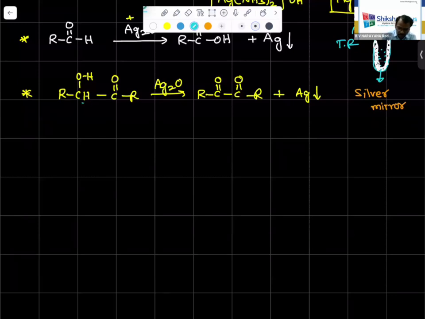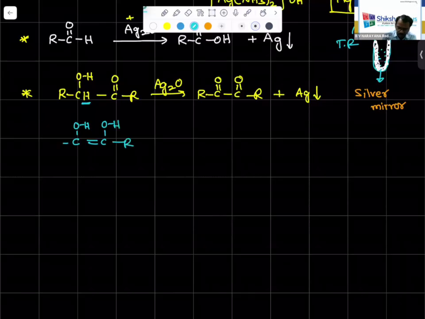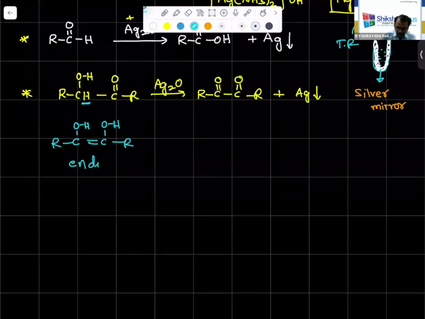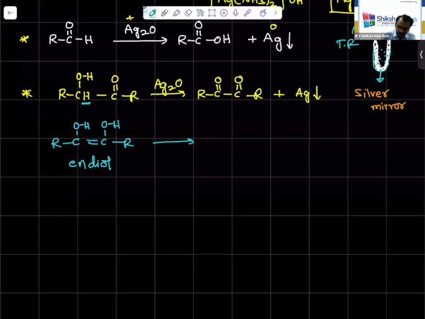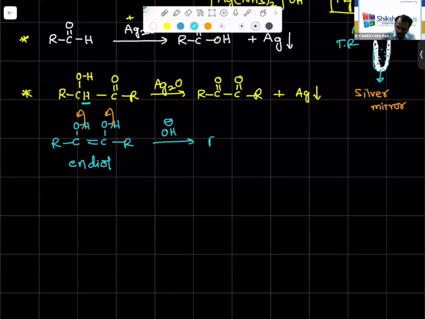What is happening? This hydrogen can participate in tautomerism first. Therefore, we are getting ene diol. Between carbon-carbon, there is a double bond, therefore it is ene, and there are two OH groups, therefore it is ene diol. When it is treated with silver oxide, it has silver ion, and it is Tollens reagent. It is a basic medium reagent. Therefore, in the presence of base, first of all, an acid base reaction, that is, the oxygen atom releases H plus, then it will convert into O minus.